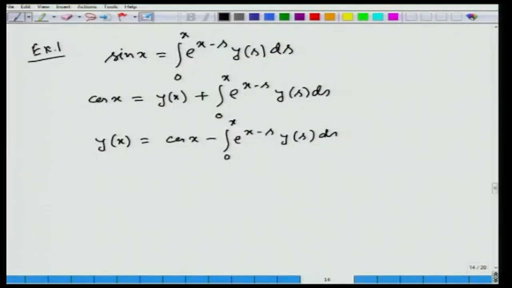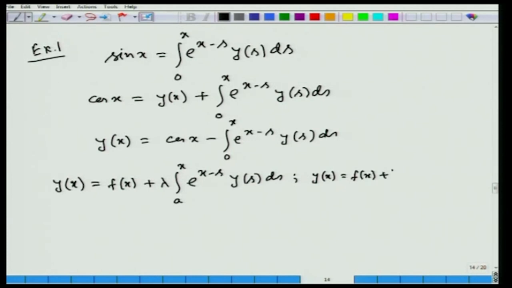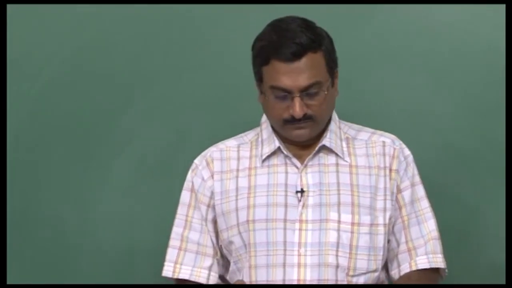And here we write down the solution of this problem by using a result, and you can verify it; a similar example we have considered. If a given Volterra integral equation is in this format, y(x) = f(x) + λ integral a to x e^(x−s) y(s) ds, then its solution is given by y(x) = f(x) + λ integral a to x e^((1+λ)(x−s)) f(s) ds. This result you can take as an exercise, and it can be easily achieved by using the Laplace transform method.